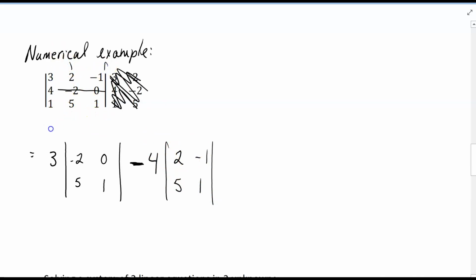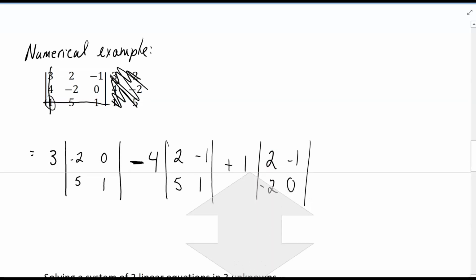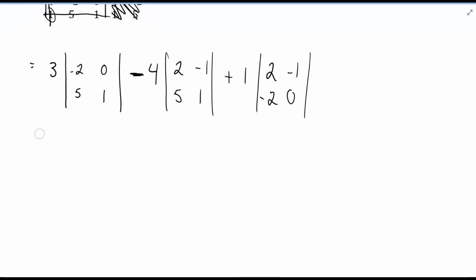Okay, and going to the third term in here, plus 1 times this one. We'll cross off its row and column to visually see the 2 by 2: 2, minus 1, minus 2, 0. Okay, so now we just have to evaluate these 2 by 2's and multiply them by the value that we have in front of it. So 3 is multiplied by minus 2 times 1, right? Principal diagonal. So minus 2, subtract 5 times 0, subtract 0.